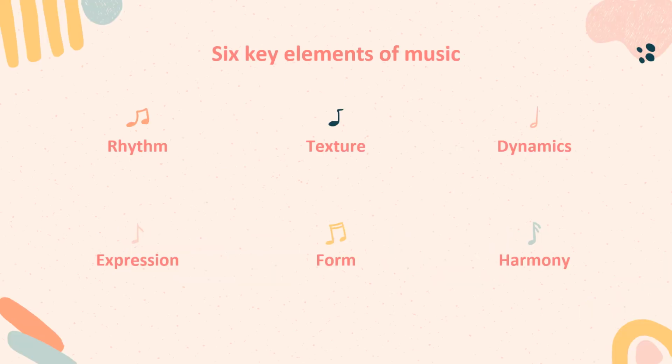Okay, so these are the 6 key elements of music. We have the rhythm, the texture, dynamics, expression. For the fifth one, we have the form, and the sixth one, the last one, is the harmony. So these are the 6 key elements of music.